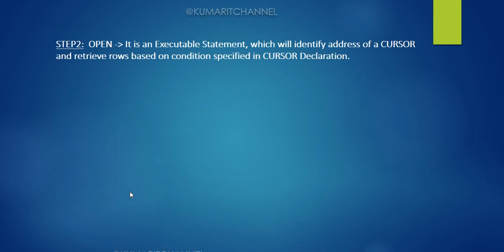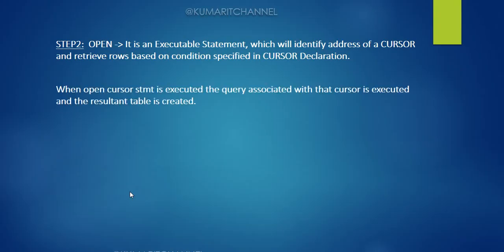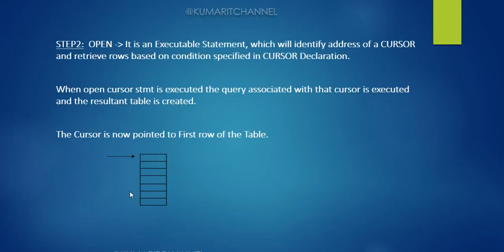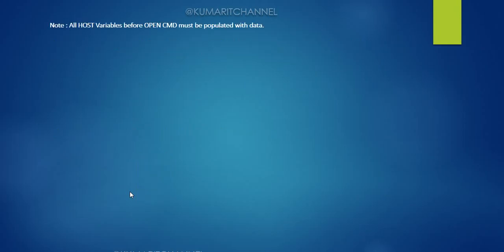The next one will be the open. It is also an executable statement which will identify the address of a cursor and retrieve rows based on the conditions specified in the cursor declaration. When the open cursor statement is executed, the query associated with that cursor is executed and the result table is created. Let's look at that. When we open it, the cursor points at the first position, and then later on it retrieves one by one. All host variables before the open command must be populated with data.